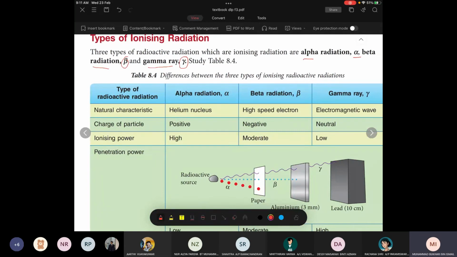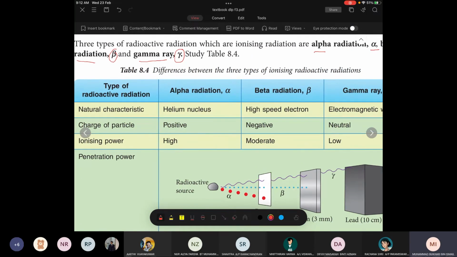Okay, let us look at the characteristics one by one. The first one is nature characteristics. Alpha radiation, alpha. What is alpha? Alpha is actually the nucleus. Nucleus of what? Nucleus of helium. Understand?